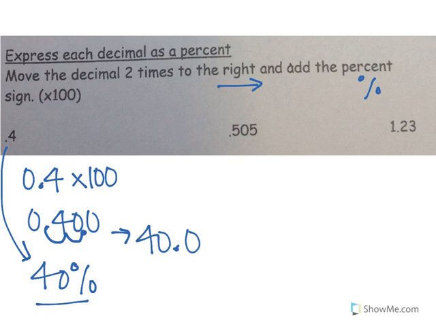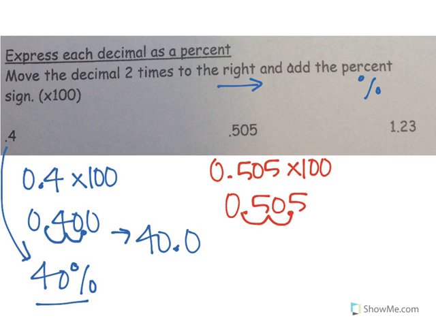Let's try it with 505 thousandths. So remember, we take that decimal, 505 thousandths, and multiply it by 100. When you do this, you just move the decimal over 2 to the right. So 505 thousandths times 100 is going to give me 50.5. And because we're writing it as a percent, I need to have that percent sign. So 505 thousandths converted to a percent is 50.5%.